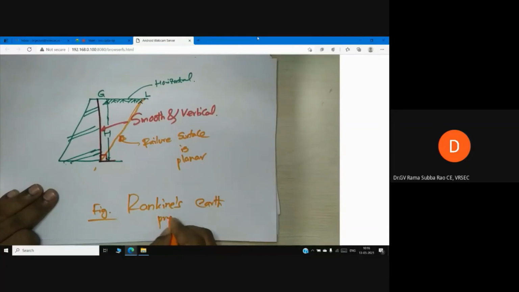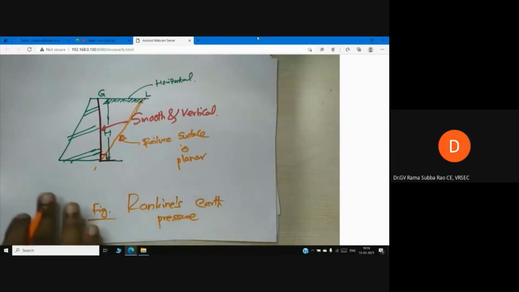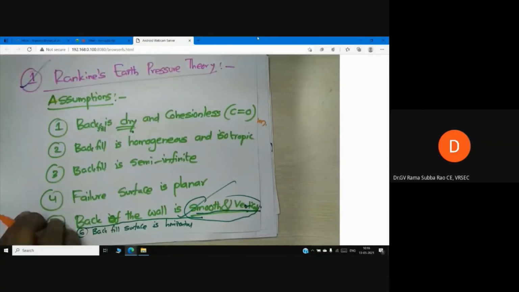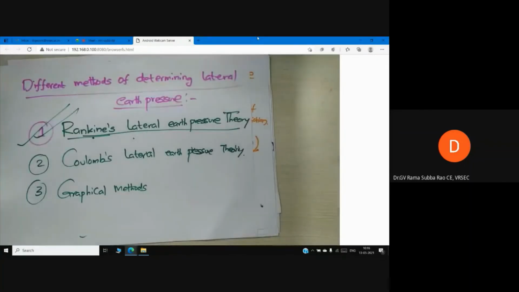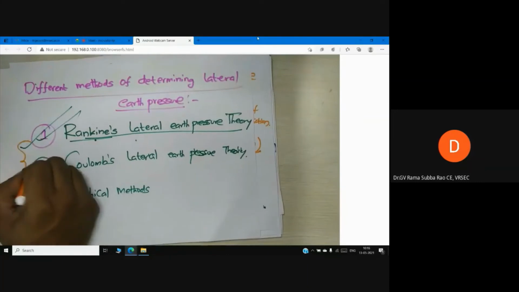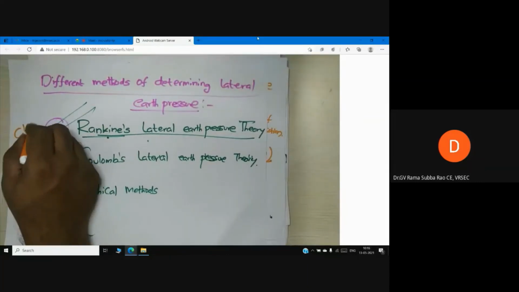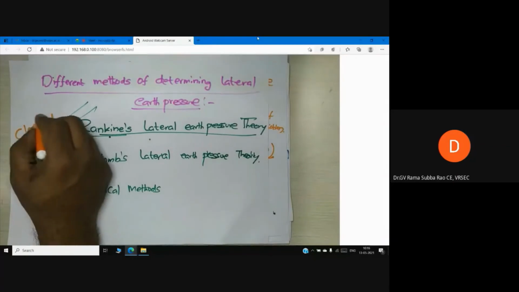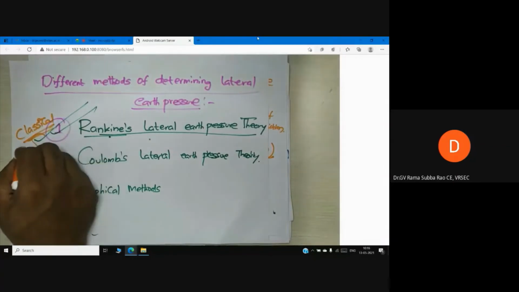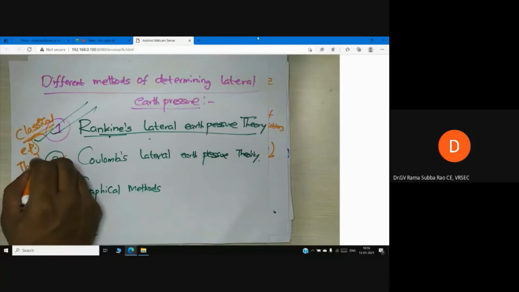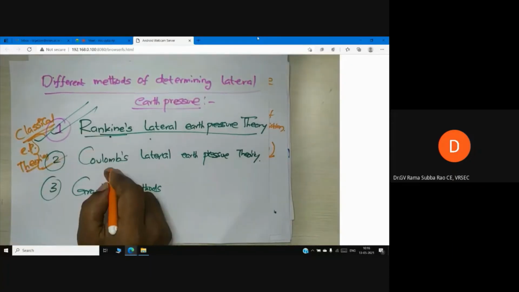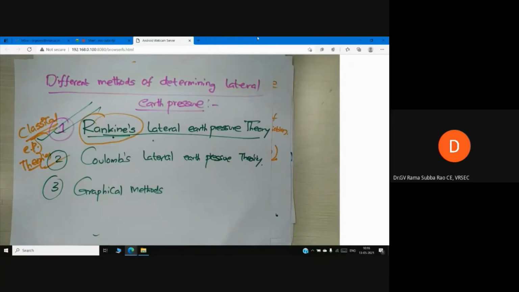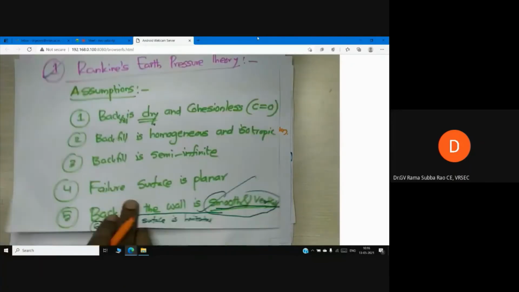In fact, Rankine's theory and Coulomb's theory, which we are discussing now, both are classical earth pressure theories. They are classics. No one can replace those theories. Among both, many times we engineers love Rankine's theory. That's why I started discussing Rankine's theory with you.